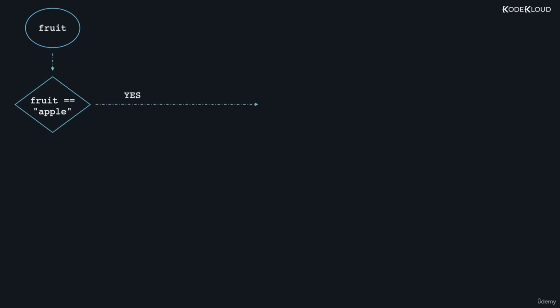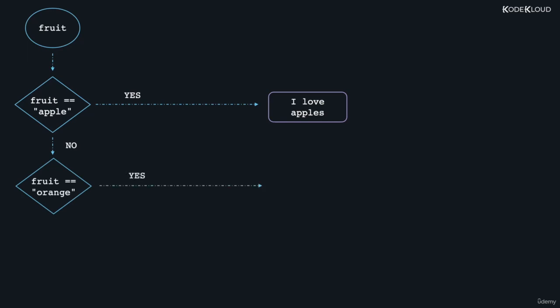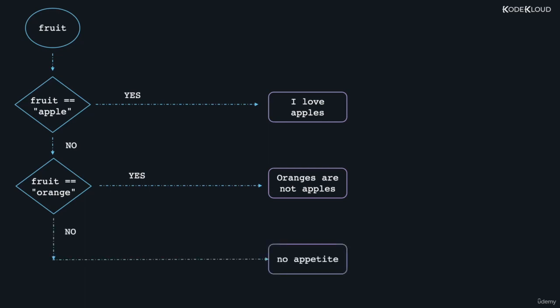Let us understand with an example now. Let's say there's a variable called fruit. If the value of fruit equals apple, we want to print I love apples. If not, we want to check if the value equals oranges. If so, we want to print oranges are not apples. If it's neither case, we want to print no appetite.